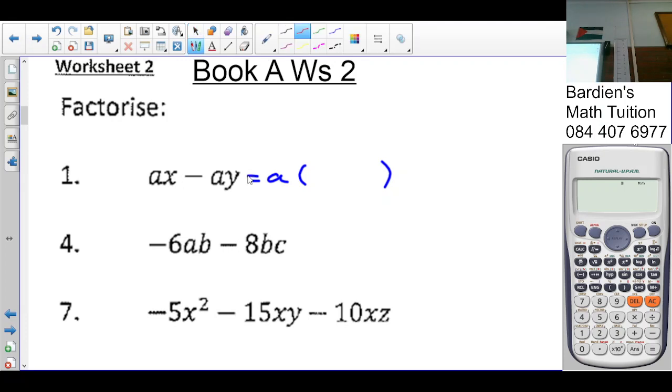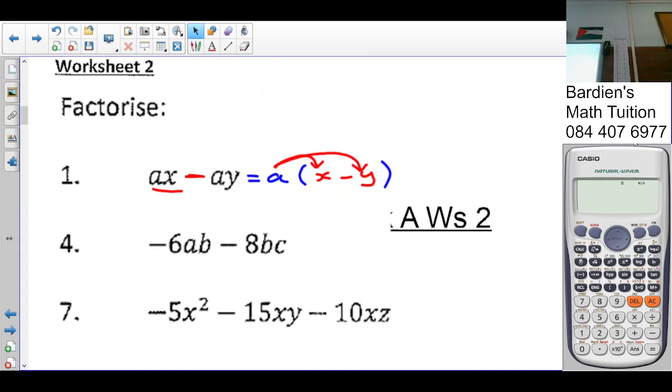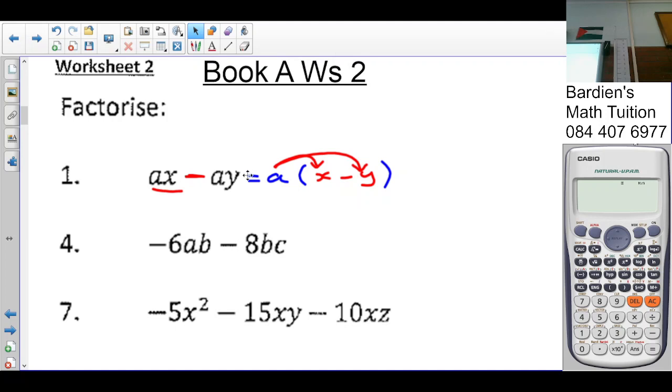So what's the answer here? A into x minus y. Why minus? Because A times x is AX. A times negative y is negative AY. You guys understand? Who got that one right? Okay. You got it at the back? What did you get? You're still writing? Write faster, huh? Okay. Not much we can do there.